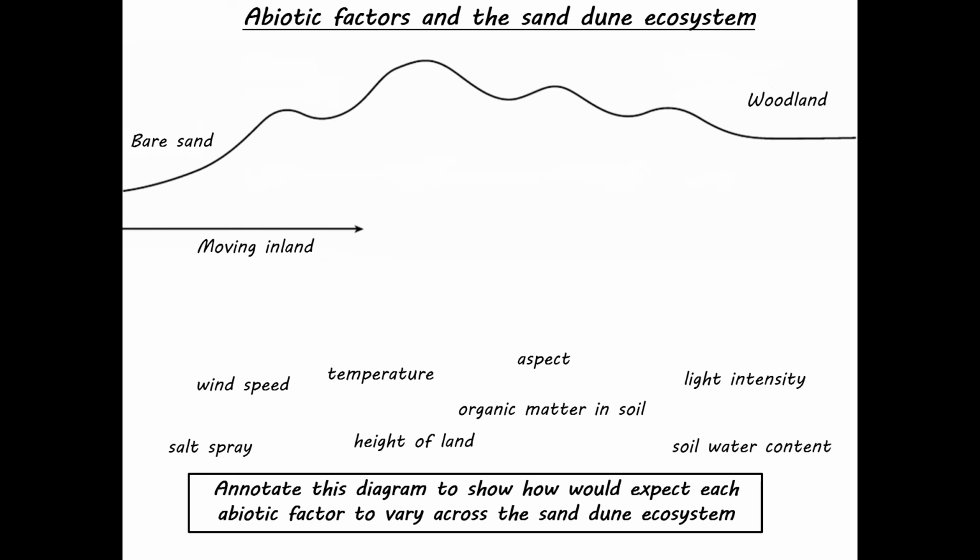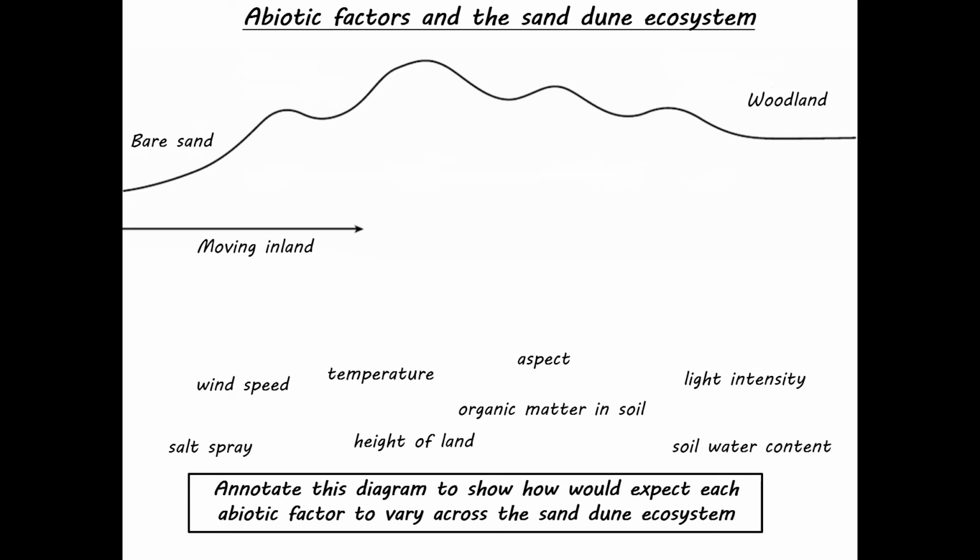Okay, so a quick task for you. You might need to do a little bit of research, but if you could copy down the diagram of a sand dune ecosystem. So it begins at bare sand, and then as you move inland, you'll see that the landscape changes. It becomes higher above sea level, and eventually we start to see trees and woodland.